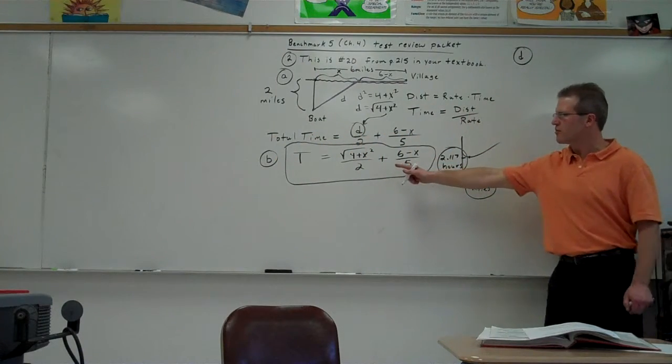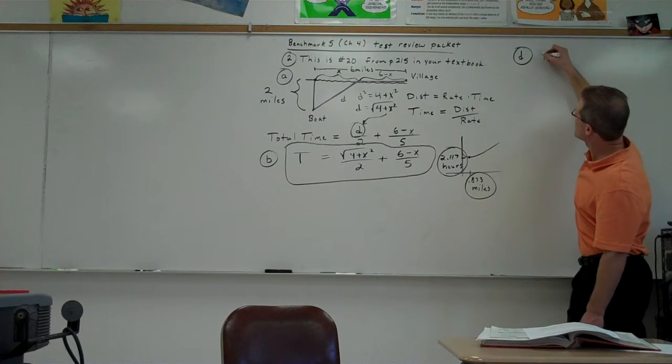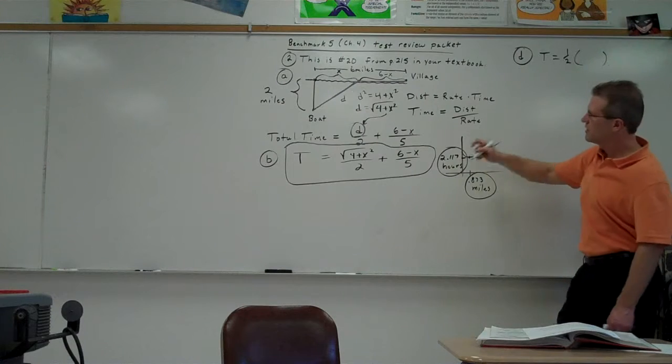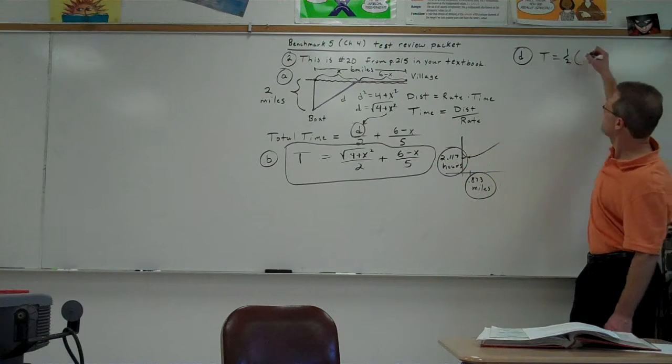Now it might be helpful to rewrite this. Let's rewrite this time equation. Instead of dividing by 2, let's multiply by half. Instead of a square root, let's call that 4 plus x squared to the half.